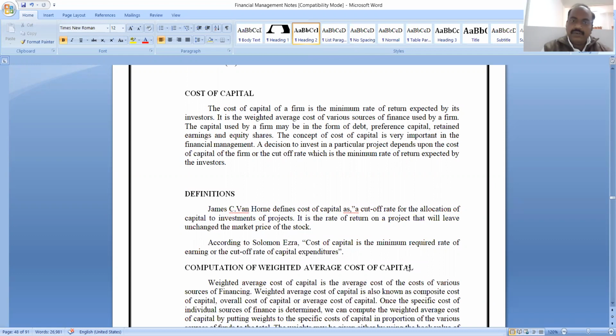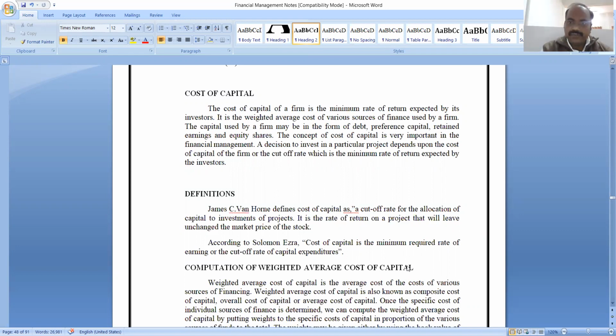We know that every firm incurs cost. For example, even if we get a loan from a bank, what are we paying? We are paying interest. So here we have to understand why cost of capital is important and why the firm wants a minimum rate of return that is expected by its investors. It is the weighted average cost of various sources of finance used by a firm.